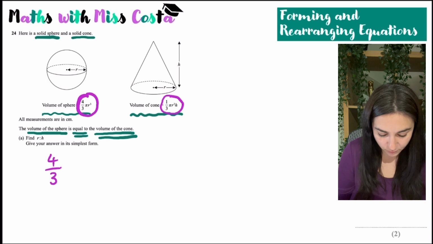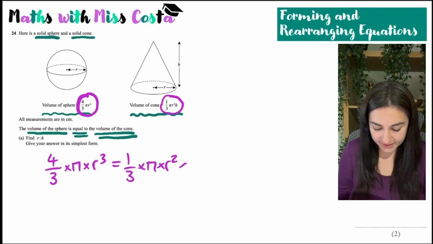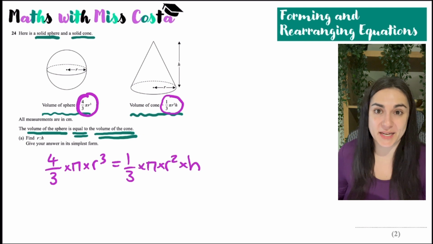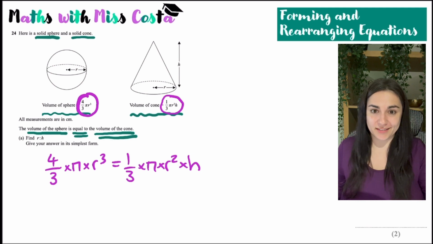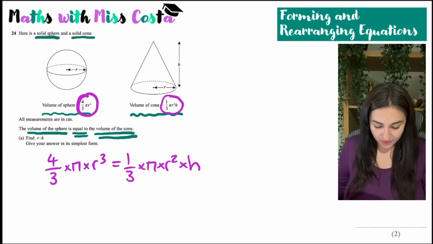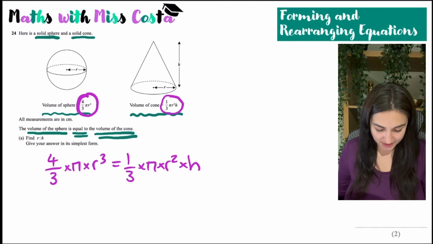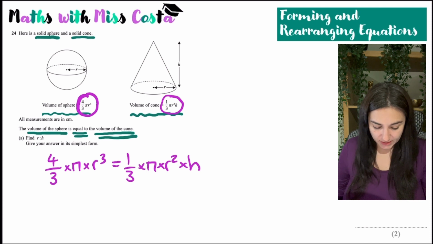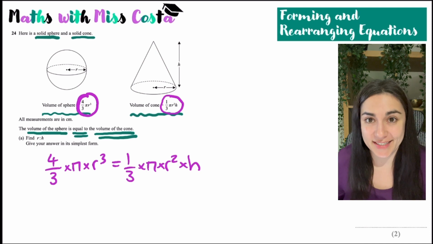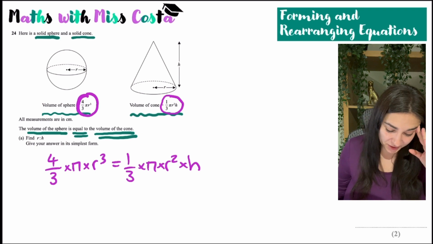So I can just say 4/3 times pi times r cubed equals 1/3 times pi times r squared times the height. I've just separated them with multiplication just so you can see what I'm doing in a slightly easier manner. You don't need to do that, obviously. So I know that they are equal, so I made them equal, and I can just rearrange them to simplify them as much as I can. There are so many ways to do this, so it really depends on what way of simplifying works best for you.